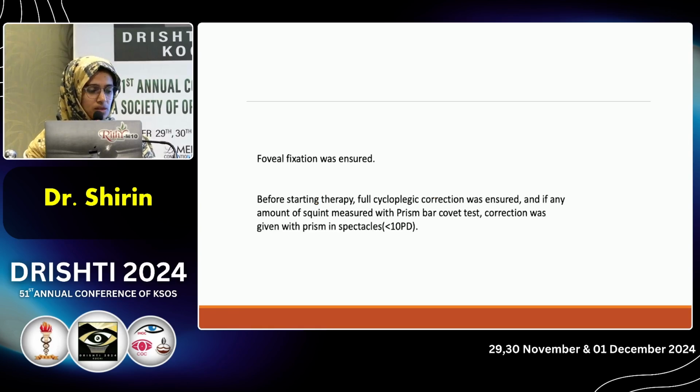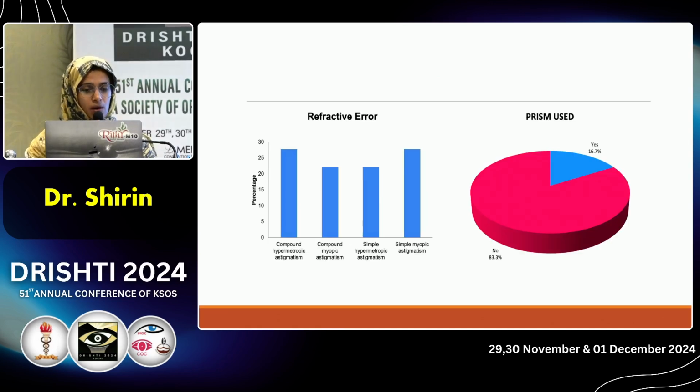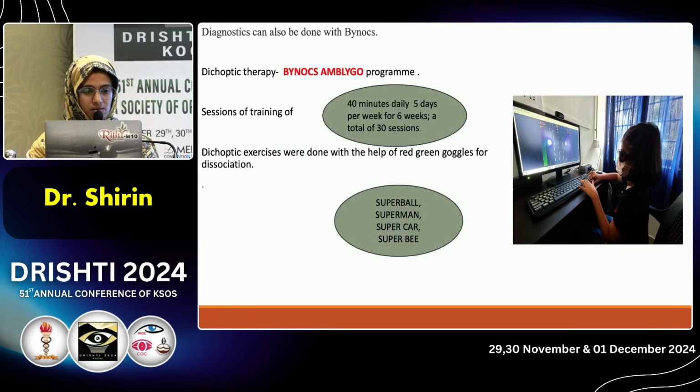Foveal fixation was ensured, and before starting therapy, we ensured that the participant got full cycloplegic correction, and if any deviation was present, it was corrected with prism in spectacle, less than 10 prism diopter. The refractive errors seen among our participants included compound hypermetropic and myopic astigmatism, simple hypermetropic, simple myopic astigmatism, and 3 of our participants needed prism in spectacles.